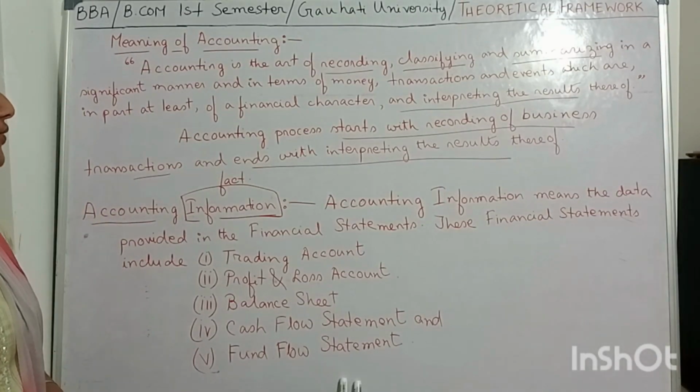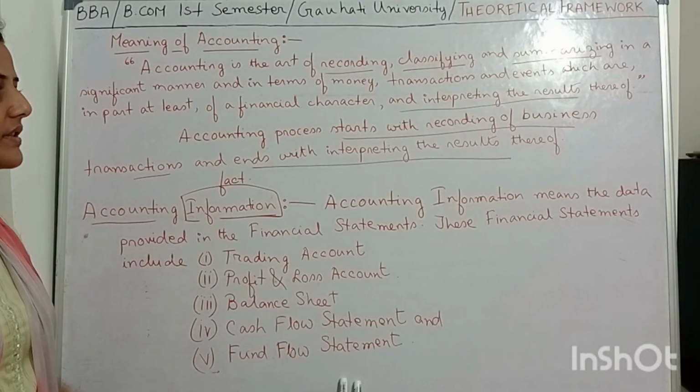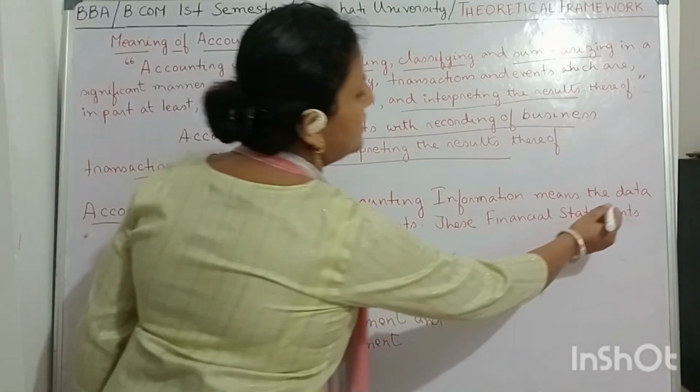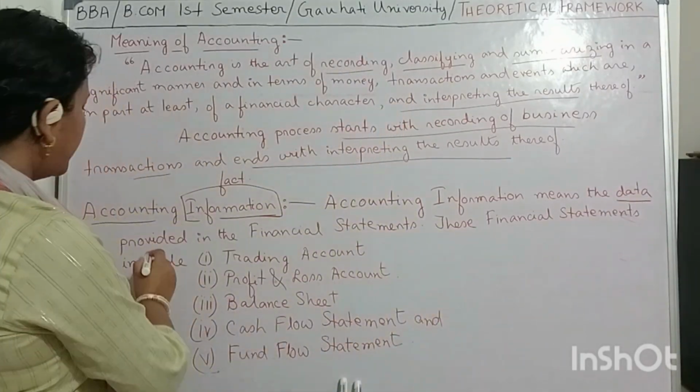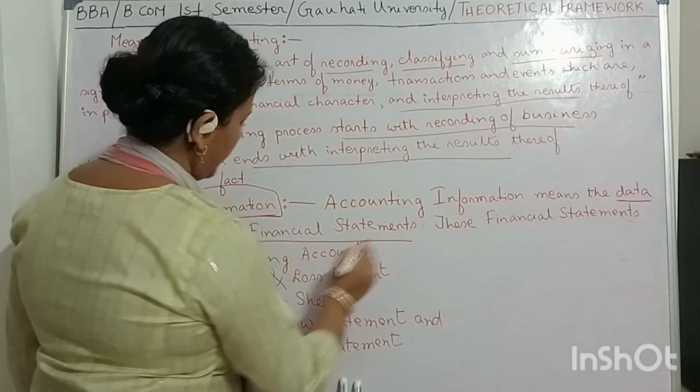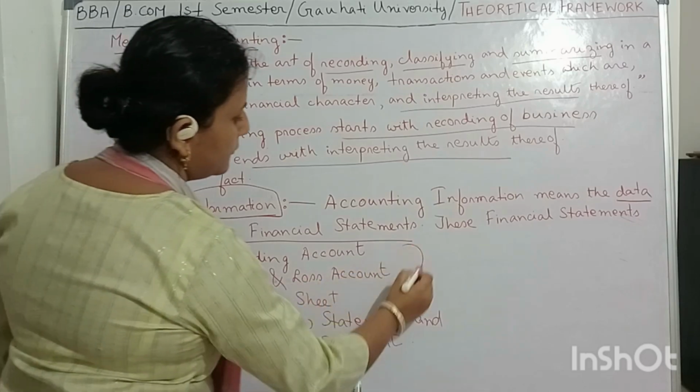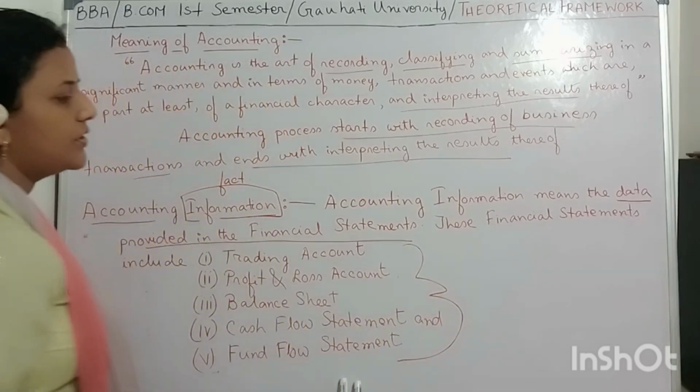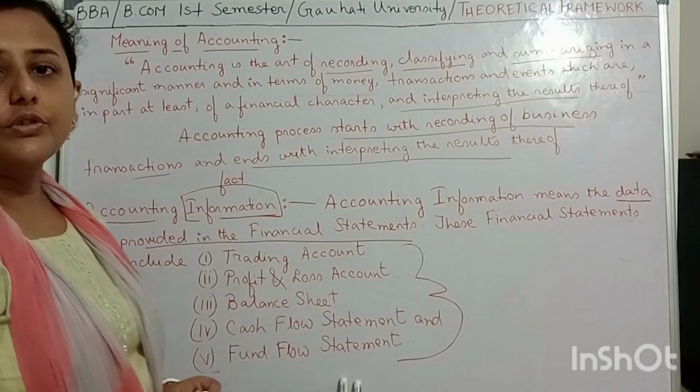And you see, accounting information means it is the fact. Accounting information means the data provided in the financial statements. You remember this. These financial statements are very important.